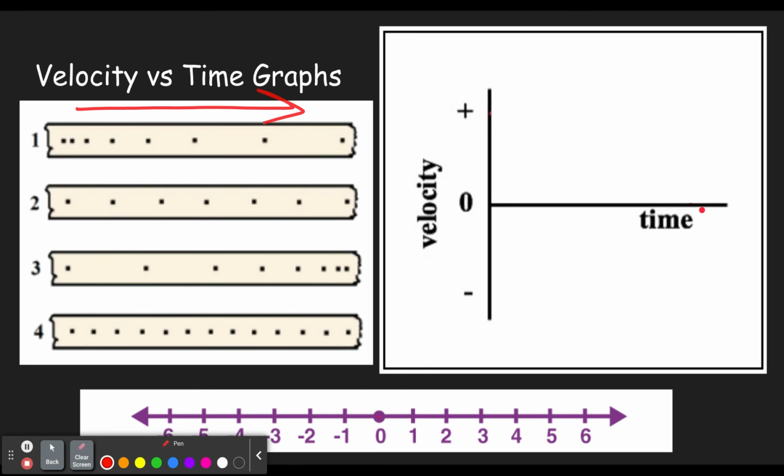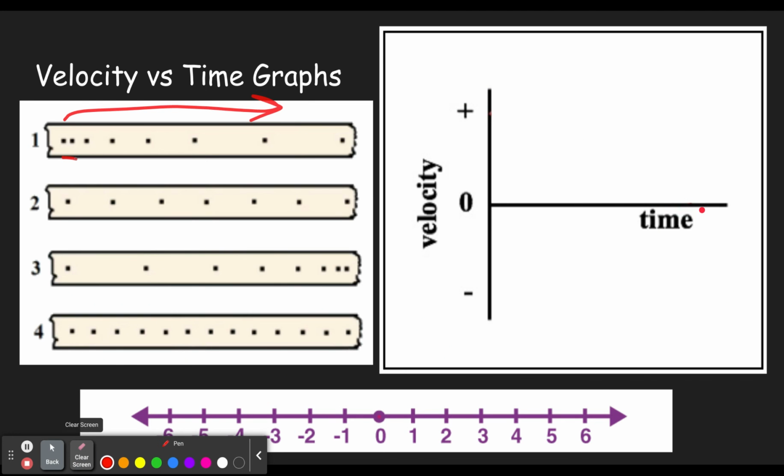Keep in mind that does not tell us top or bottom of the graph. It tells us the fact that we're going right means all of our stuff is going to be up here in the top half of the graph, because we are going to the right across here.